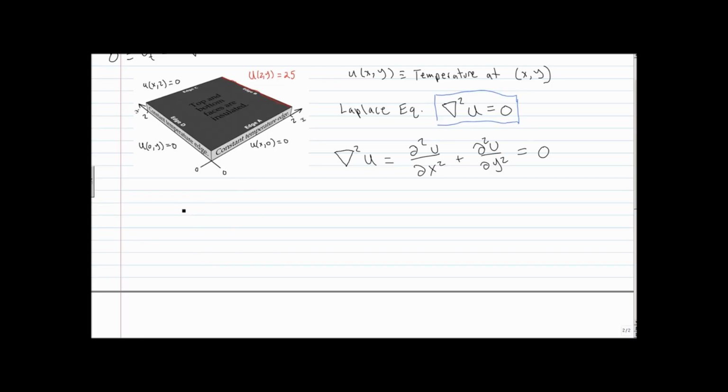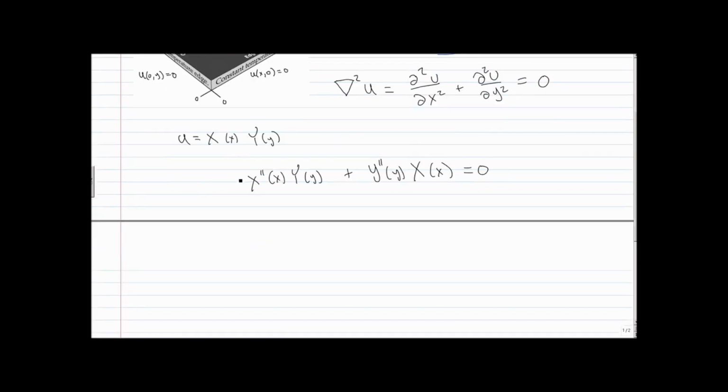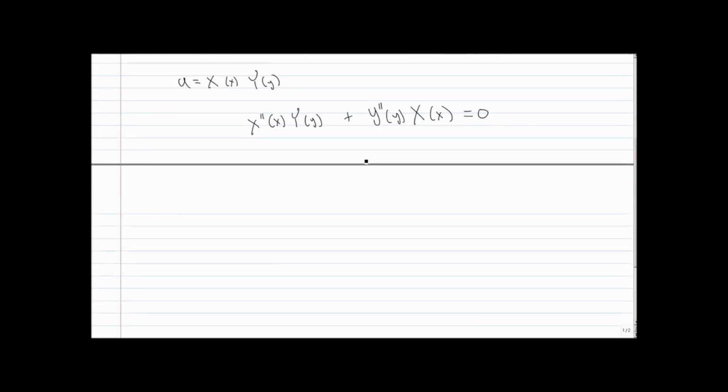So with separation of variables, what you do is you assume that the solution takes this form. Okay, so it's the product of a function just of x and a function of y. So when you plug this into the Laplace equation, you take the second derivative with respect to x, and you add that to the second derivative with respect to y. So you end up with this. Okay, and from now on, I'm just going to write x double prime, y double prime, and x, y. I'm going to leave out the brackets here.